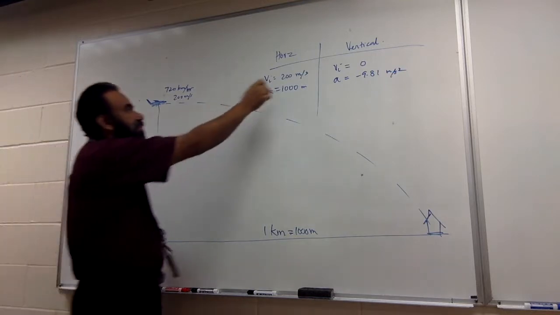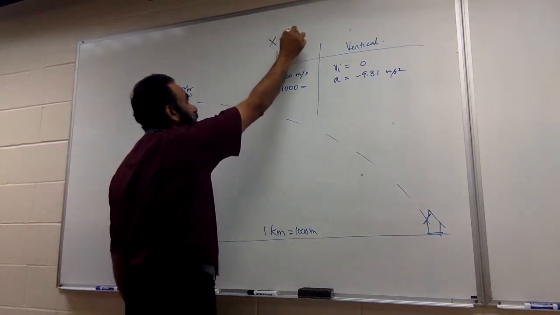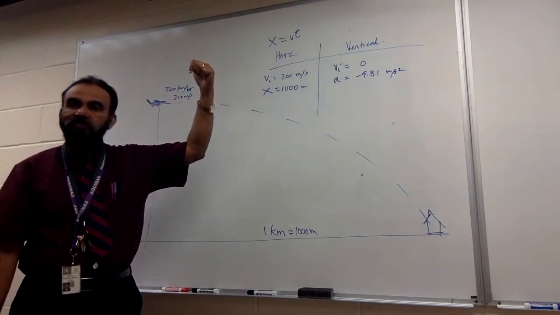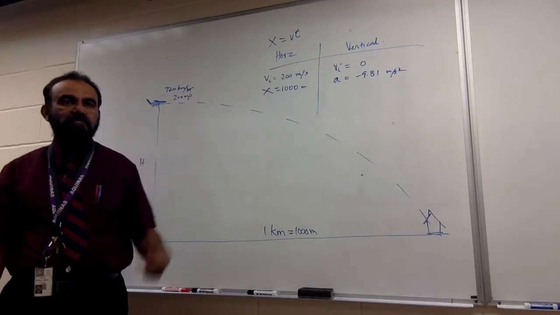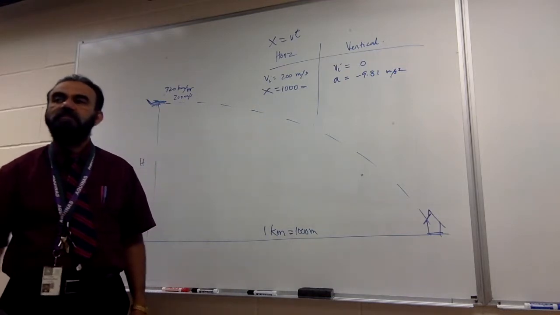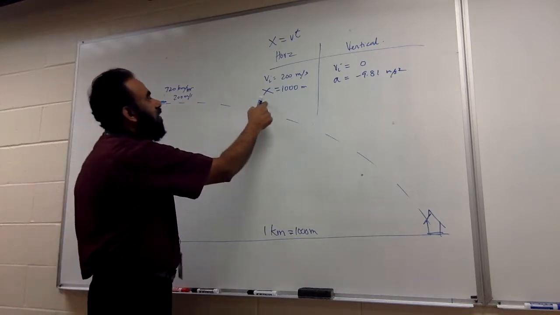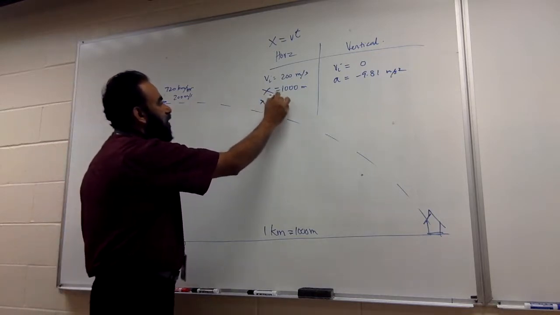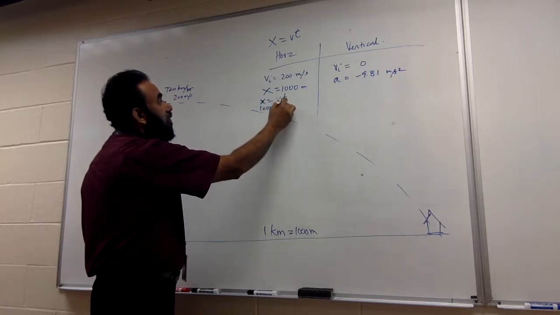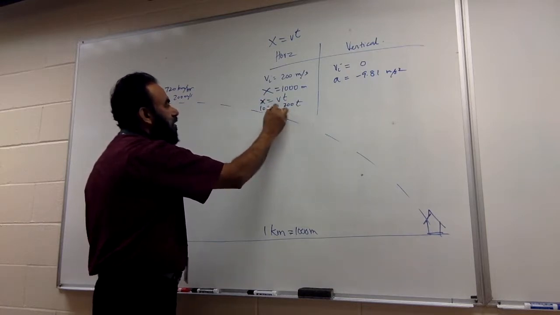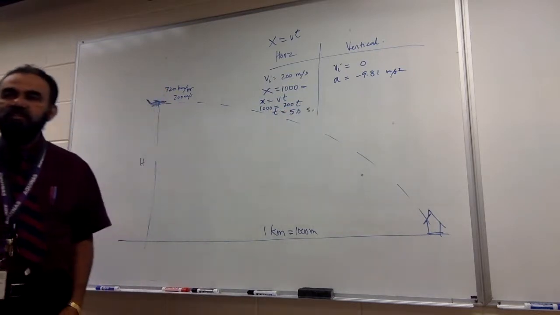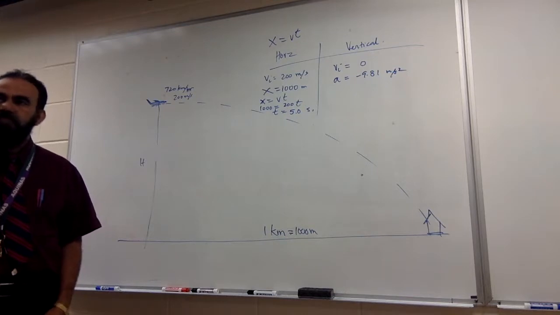Now, in the horizontal section, this is the only equation you can actually use. I know already two things. What can you do now? Find the time. Whichever side helps you to find the time, do that first. So on this side, I can find the time. So x is equal to vt. So 1,000 is equal to 200 times t. How many seconds? 5 seconds. All right. So it takes 5 seconds for the bomb to hit the target.